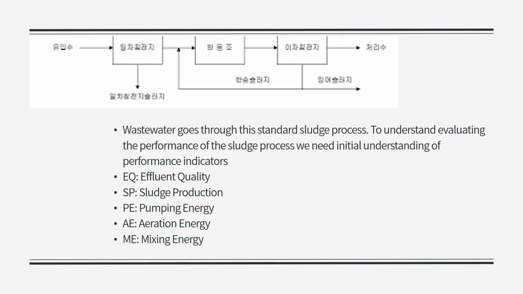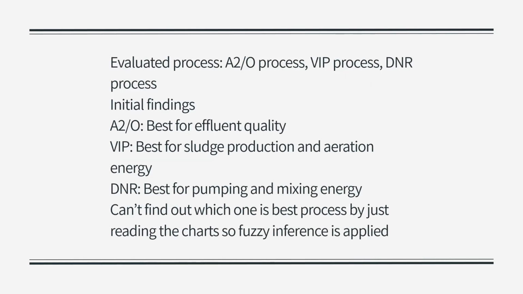So to evaluate different sludge treatment processes, we analyzed 3 methods: A2O and VIP and DNR process. Initial findings were that A2O performed best in terms of effluent quality, VIP was the most efficient in sludge production and aeration energy, and DNR excelled in pumping and mixing energy. However, the best process cannot be determined by simply comparing individual performance indicators.